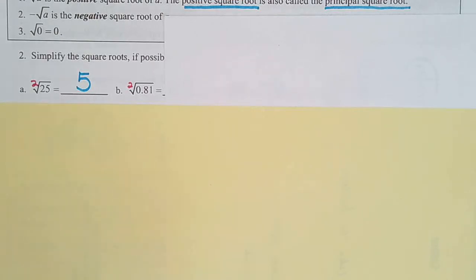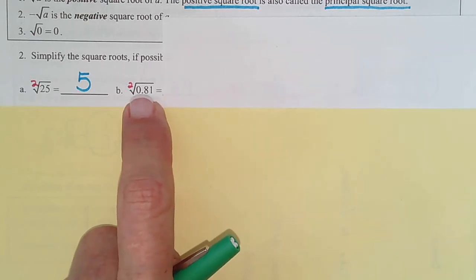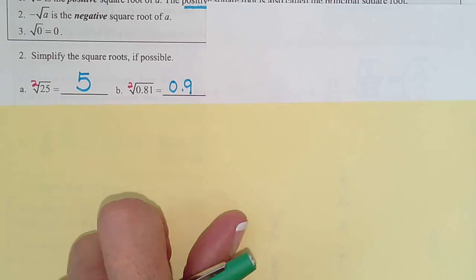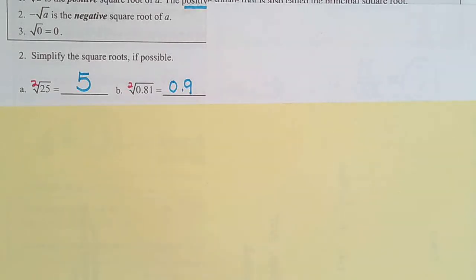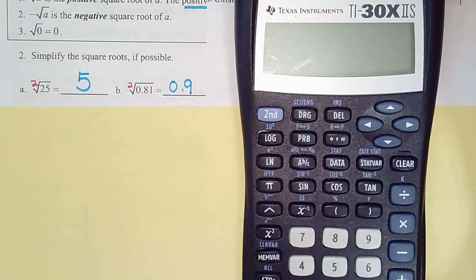That's why we say, what's the square root of 25? So the square root of 0.81. We know the square root of 81 is 9. This is 2 decimals, so that means we have to have 1 decimal. And we should learn how to do that on the calculator too, in case it's a really ugly number that you can't do in your head.